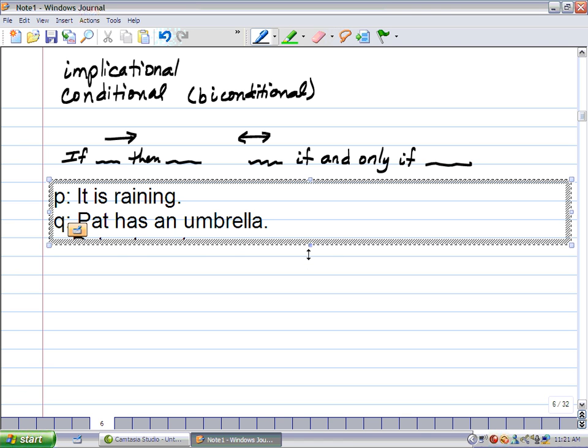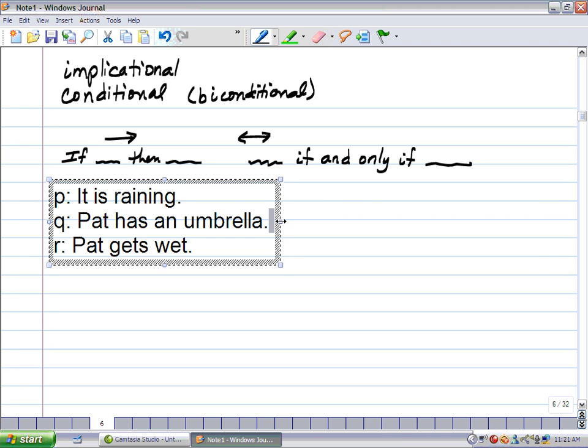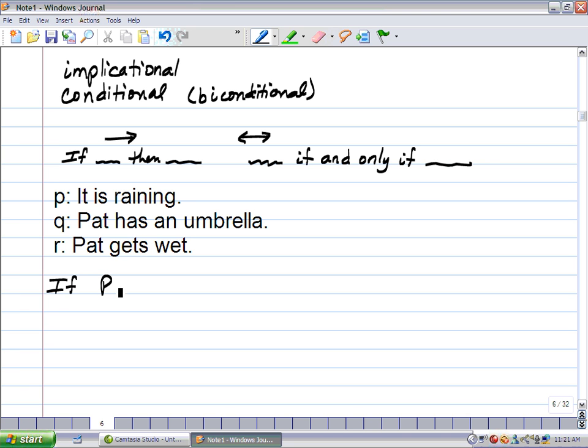So let's bring back our little statements here and try some examples using them. If Pat does not have an umbrella, then Pat gets wet.